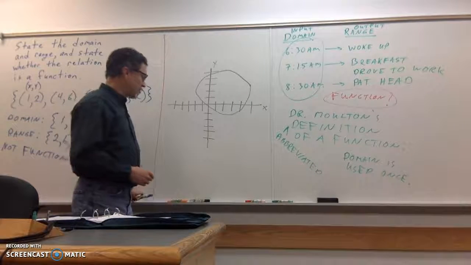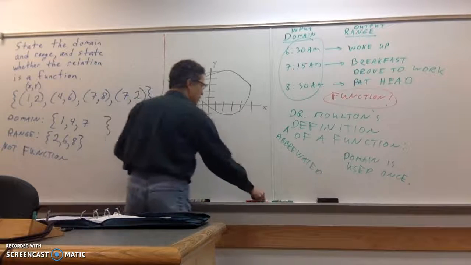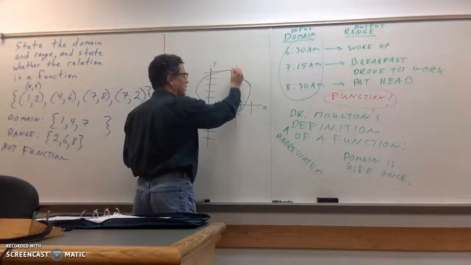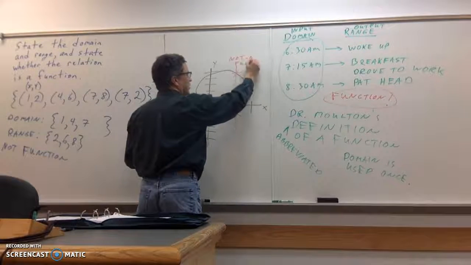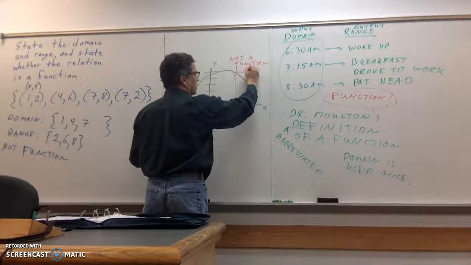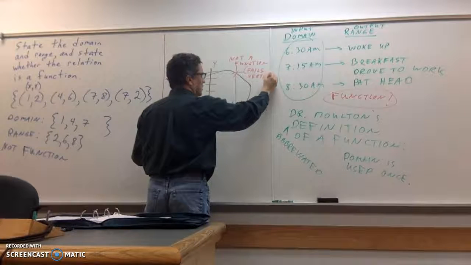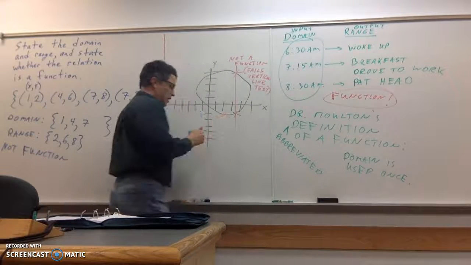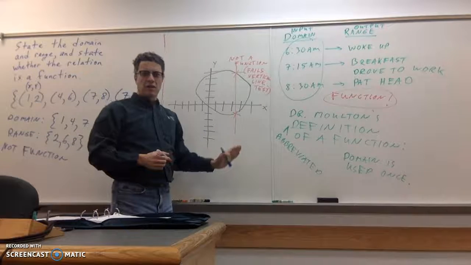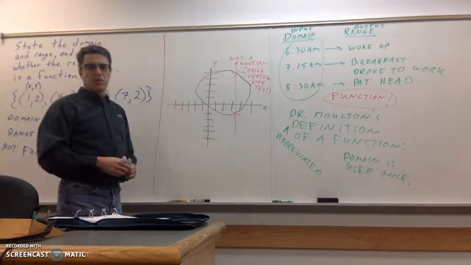Which brings us to this guy over here. Is this graph a function, first of all? It's not going to be a function because it's going to fail this thing called a vertical line test. What a vertical line test is: if you draw a vertical line on your graph, and at any point on this graph it crosses the graph more than once, then it's not going to be a function.